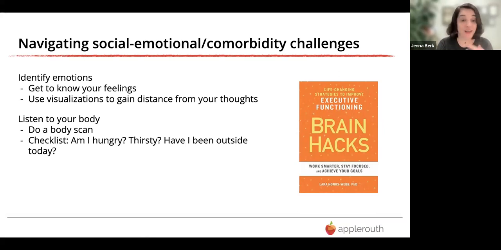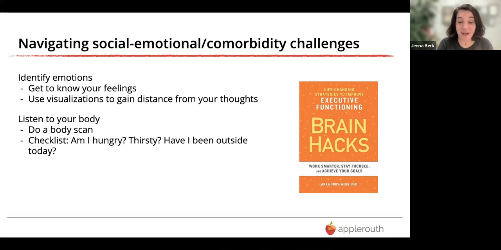It can also be important to listen to your body, doing a body scan, just sitting back and going from the top of your head to the tips of your toes and just checking in and going, I've got a little tension right here. My shoulders are so tight, like just checking in with your body and seeing how you feel. A good checklist is, am I hungry? Am I thirsty? Have I been outside? And if the answers are yes, yes, or no, I would recommend doing something about that.